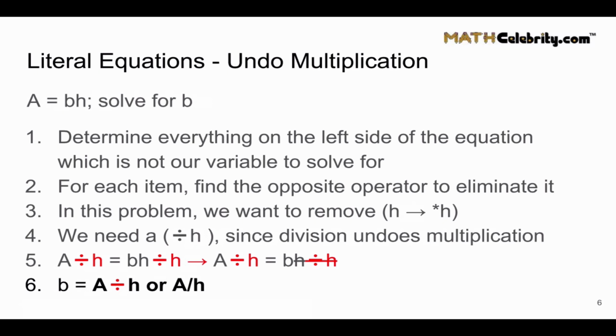As we do that, we've got A over H equals BH over H. And when we cancel on the right side, the H's cancel. So when we simplify in step 6, we've got B equals A divided by H. And we got that because we used division to undo multiplication.